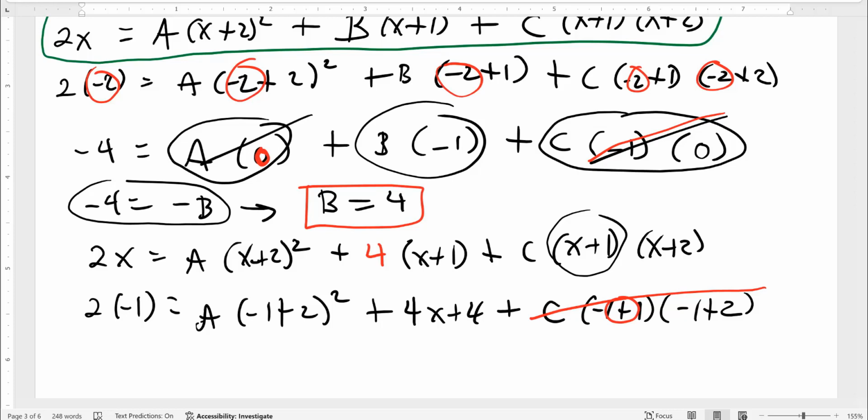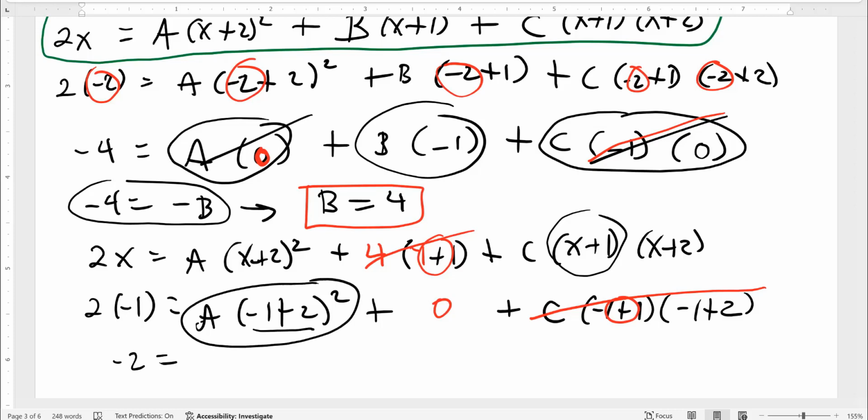And, oops, I forgot to plug in the -1 here. We're going to have a -1 there, which means we're going to have 4 times 0, so that will disappear. And we'll be left with negative 2 on the left. And over here, you will have positive 1 squared, which is 1. So you'll have a times 1, and that just gives you a equals negative 2.